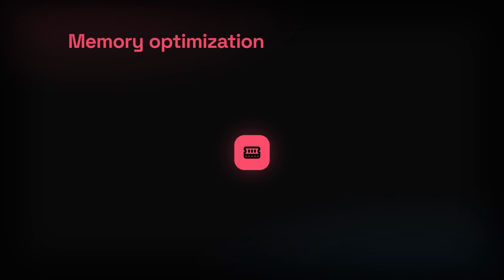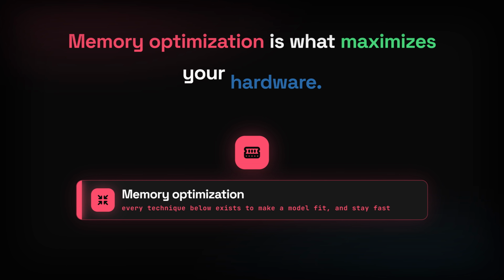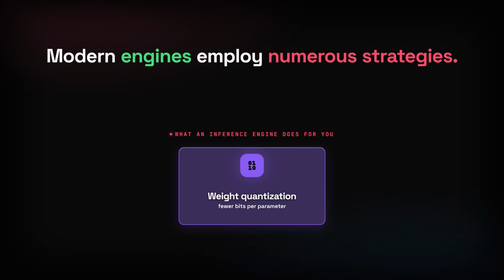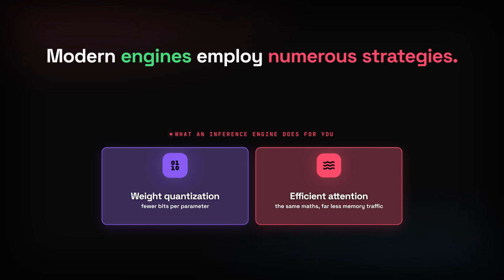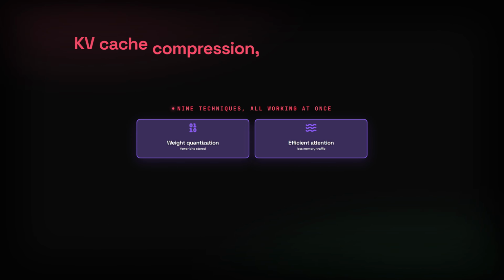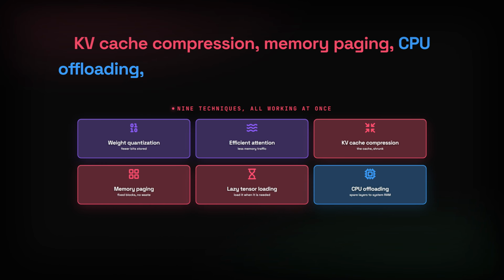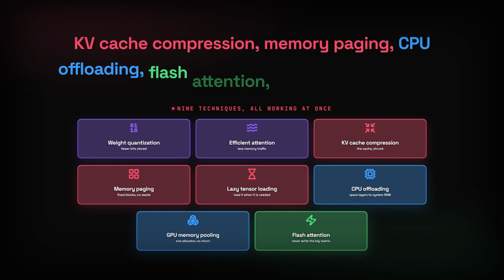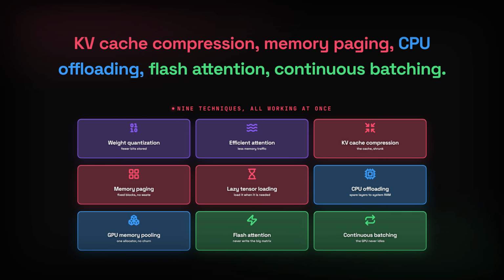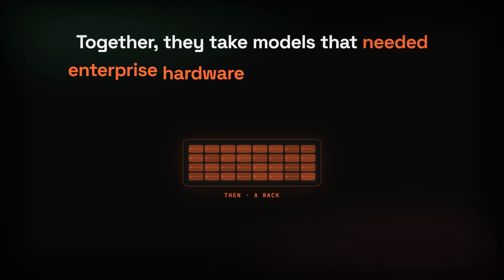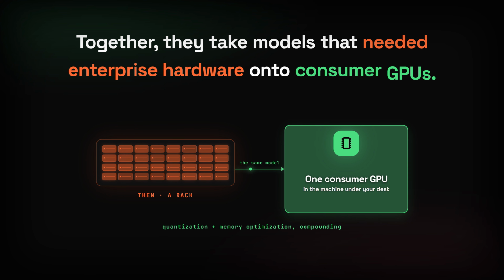Memory optimization techniques are essential for maximizing hardware utilization. Modern inference engines employ numerous strategies, including weight quantization, efficient attention mechanisms, KV cache compression, memory paging, lazy tensor loading, CPU offloading, GPU memory pooling, flash attention, and continuous batching. Together, these techniques enable models that once required enterprise hardware to run efficiently on consumer GPUs.